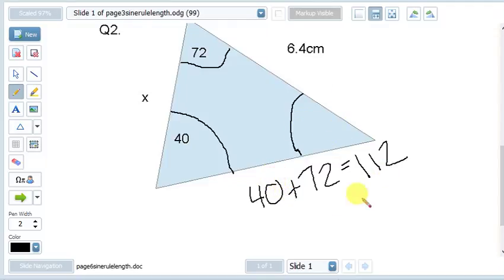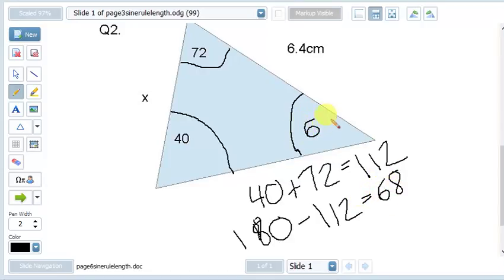Okay, so the three angles in a triangle have got to add up to the same as angles on a straight line, because if you were to cut out the three angles and place them together, they would equal 180 degrees. So the angles in a triangle equal 180, so you've got to take away 112 from that and you get 68. So this angle here would be 68, and you can now see that you've got an angle opposite the x.